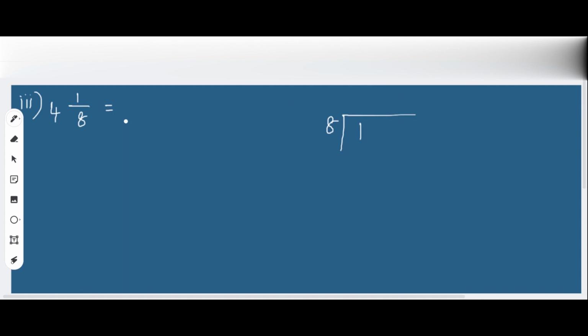And then 4 times 1 by h. Look at the question. This is one whole number and this is one p by q form, and entirely it is given in mixed form.